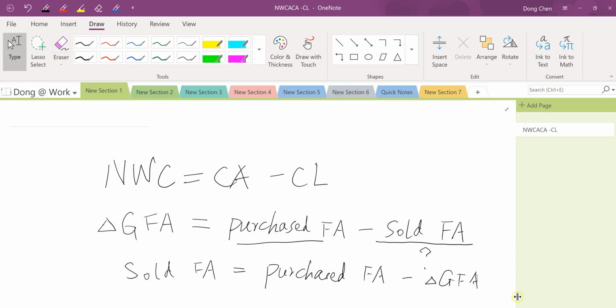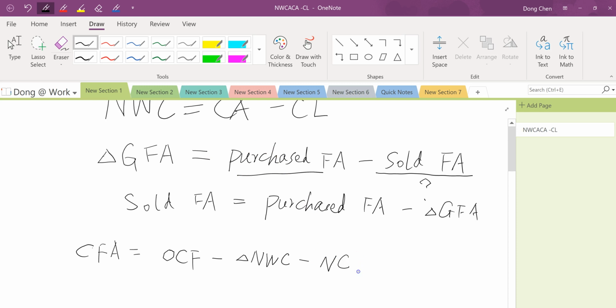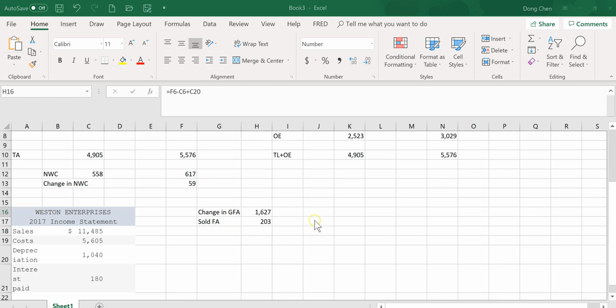And we know that the cash flow from assets, CFA, is equal to what? Is equal to operating cash flow, right? Operating cash flow minus the change in net working capital, which we just did the calculation for in part B, and minus net capital spending. So net capital spending is simply the change in gross fixed assets, which we also just did the calculation for in this Excel here, right? Which is 1627 here.